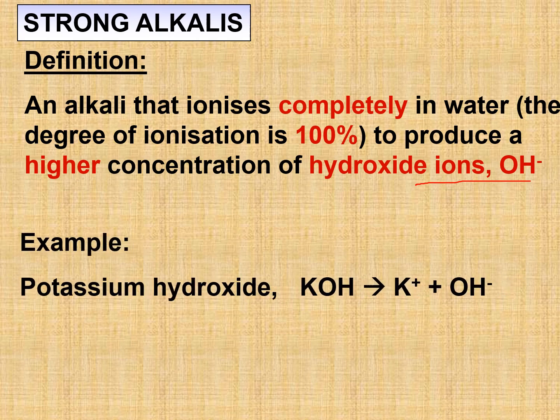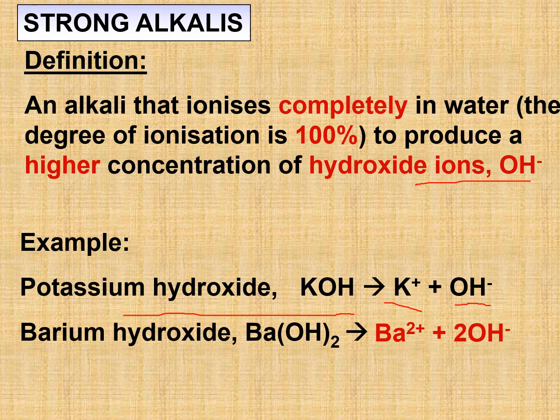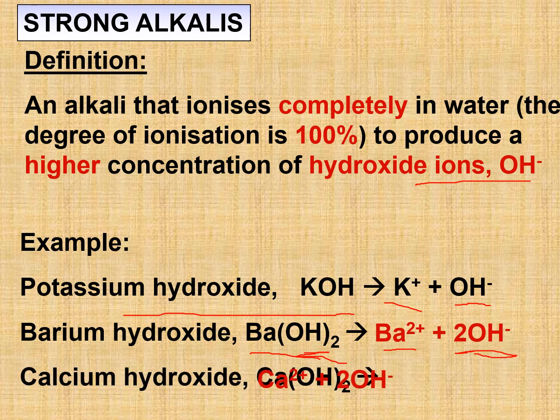Okay, example, we have potassium hydroxide, KOH. It will produce K+ and OH- ion, which is the hydroxide ion. Next one is barium hydroxide, Ba(OH)2. It will produce Ba2+ barium ion and 2 hydroxide ions, depending on the formula of barium hydroxide. Next one is calcium hydroxide. It will produce calcium ion and 2 OH- ions. And alkali will produce OH- ion.